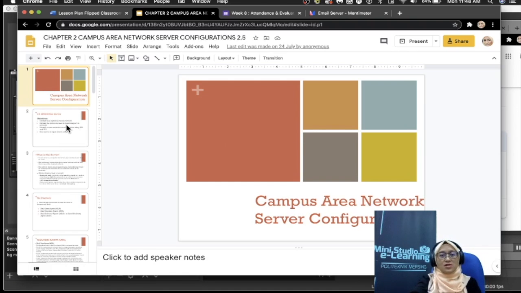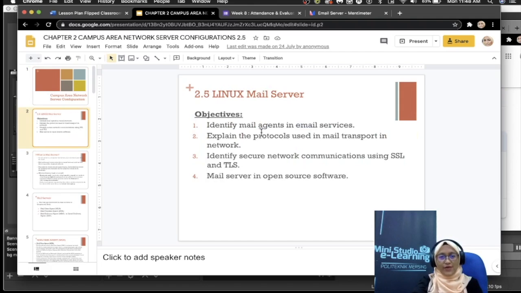Okay, so we continue our topic 2.5 Linux mail server. The objectives of this subtopic are: you may identify mail agents in email service, you may explain the protocols used in mail transport in network, and you may identify secure network communication using SSL and TLS.